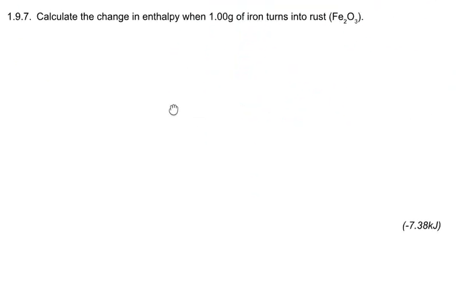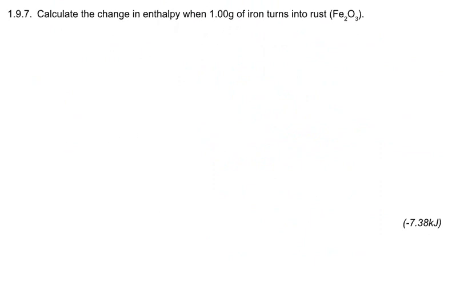Let's try another one. Calculate the change in enthalpy when 1 gram of iron turns into rust. Okay, so iron reacts with oxygen and turns into iron 3 oxide, also known as rust. That's one of the forms of rust.